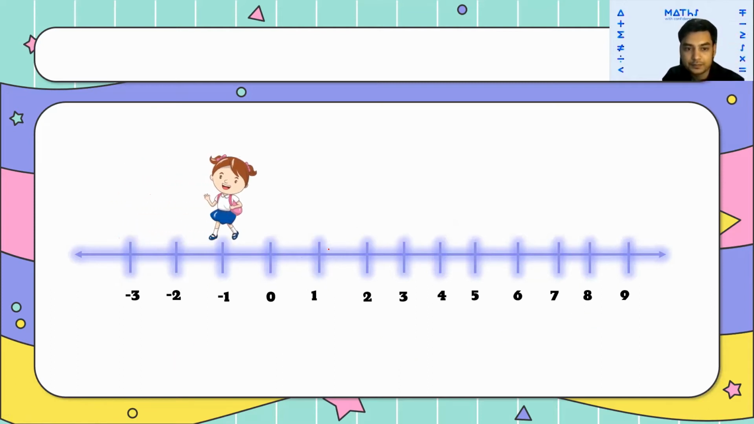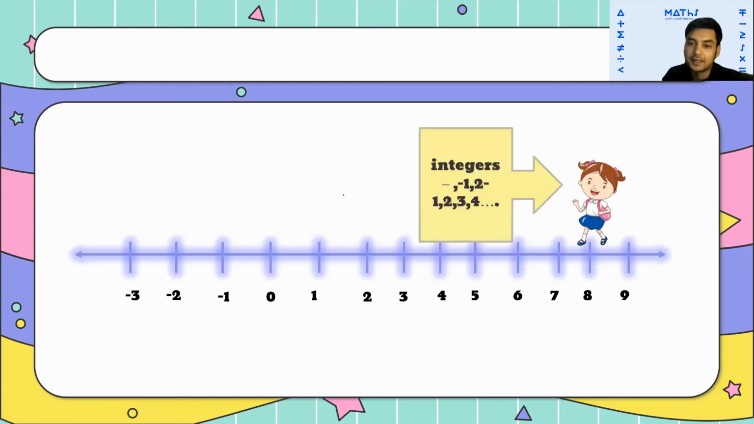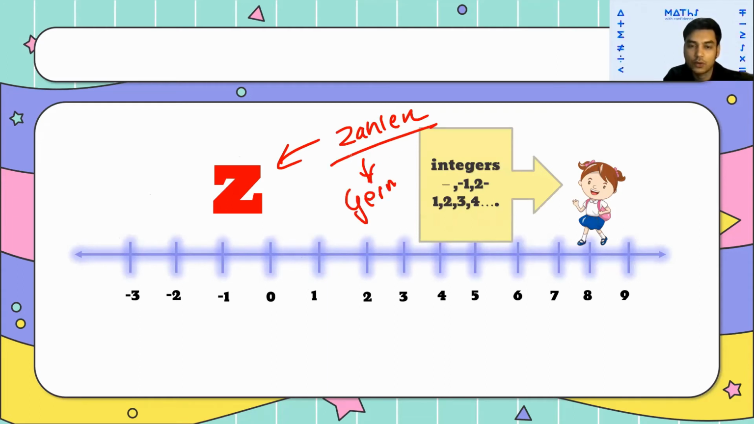This is how she keeps them in her bag. Every number she got, either negative or positive, is an integer, and integers are represented by Z. Z, why? Because it comes from the German word Zahlen, and in German, integers are called Zahlen. So that's why they are represented as Z.